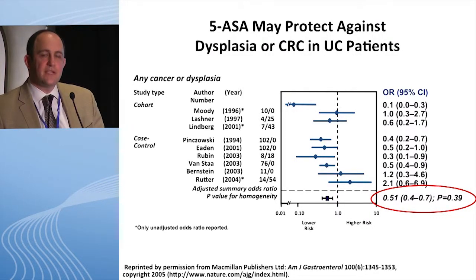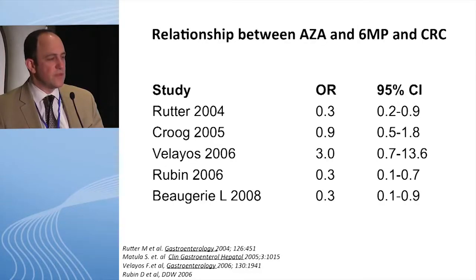Just two slides on chemoprevention. For 5 ASAs, we thought that overall 5 ASAs may have some protection against dysplasia and cancer in this meta-analysis. Subsequently, there have been a number of studies that have suggested maybe not, and I'll remind you that most of these studies did not control for inflammation. So maybe the most significant confounder is the degree of inflammation, and therefore it may not be as enthusiastically chemoprotective as we thought. But what about azathioprine and 6-MP?